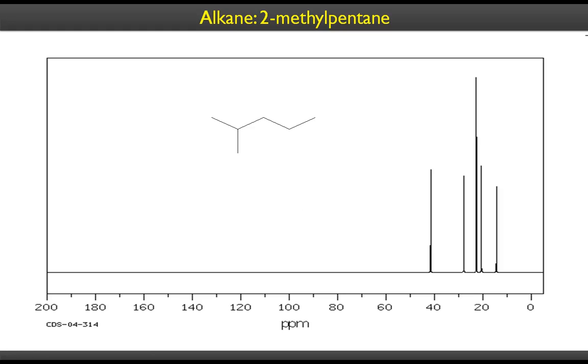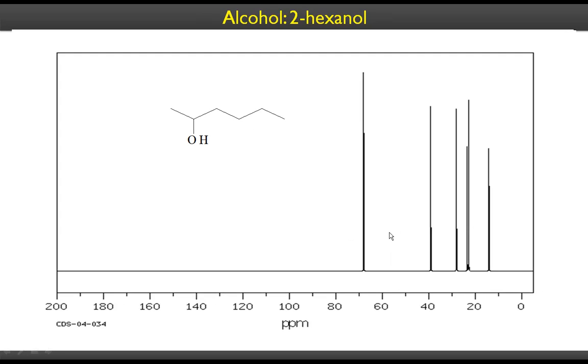So there are some examples given here. This is 2-methylpentane, and that spectrum is given here. It has 5 distinctly different carbons, because this methyl is the same as that methyl, and these two are chemically equivalent. So you get 1, 2, 3, 4, 5 peaks, and you can see there are 5 peaks. So you can go on to count like that.